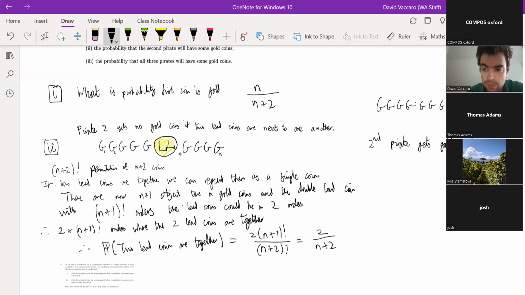With probability 1 minus 2 over n plus 2, which is n over n plus 2.